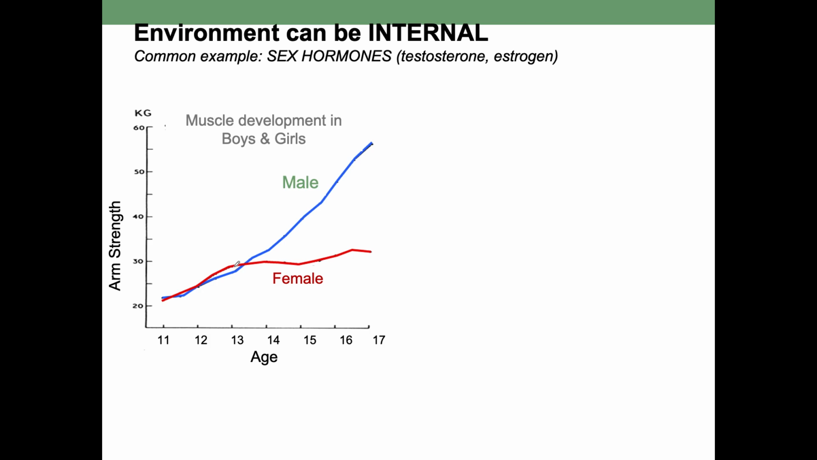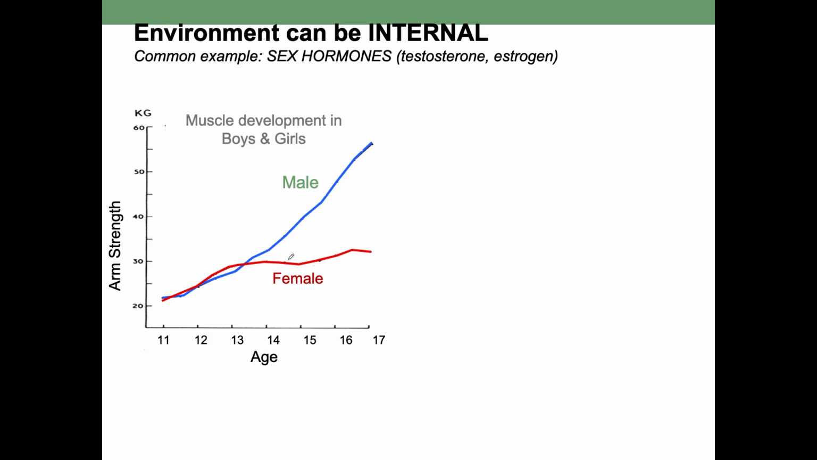But after about 13, between 13 and 14, there's a big division between biological males and females in terms of the development of their arm strength according to this data set. And that's linked to the production of increased testosterone around the time of puberty. So in biological males, testosterone increases and arm strength continues to increase, whereas in females there's a different pattern, because females don't have the same degree of testosterone production as biological males do.